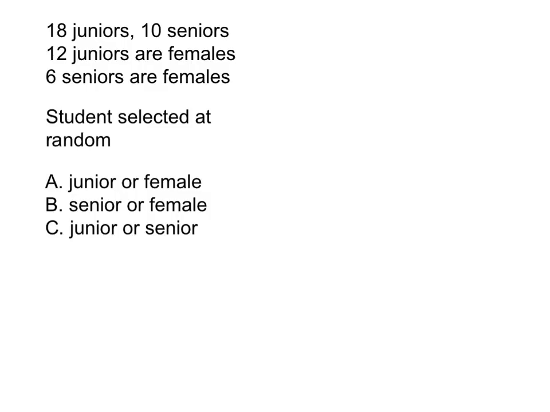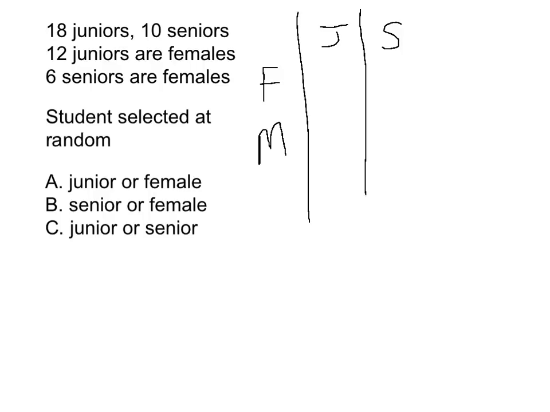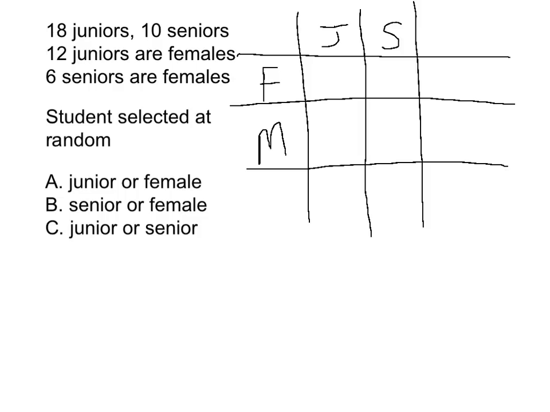We could make a table that would summarize all of this information. We have juniors, we have seniors, we have females, and we have males. So we'll construct a table then that'll have all this information in it, and we'll have some totals then for the columns and the rows here.